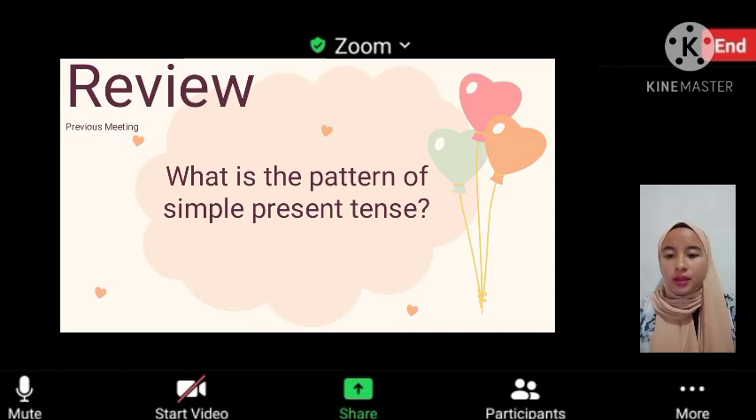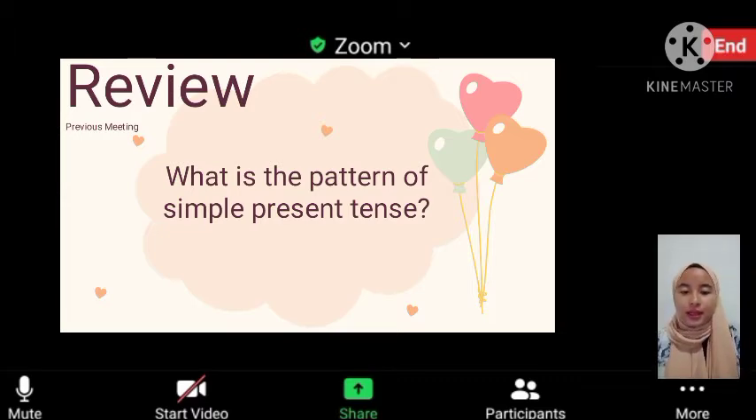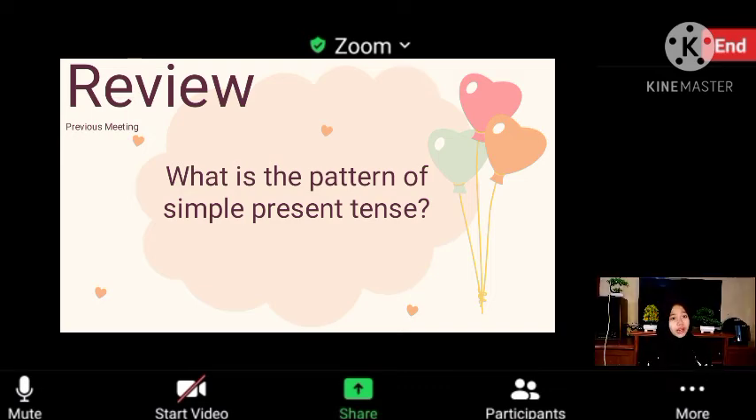Okay, I want another person here to explain the second pattern. I want to try, ma'am. Sure. Come on, Azmi. Alright, ma'am. The second pattern is the nominal sentence. It is subject plus to be plus complement. There are three to be used in the simple present tense.